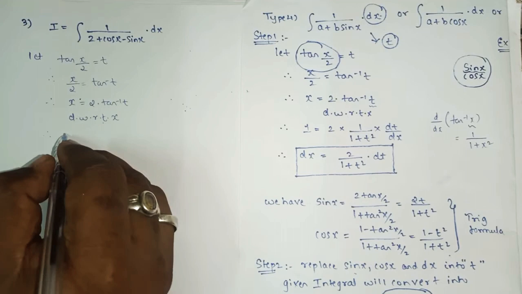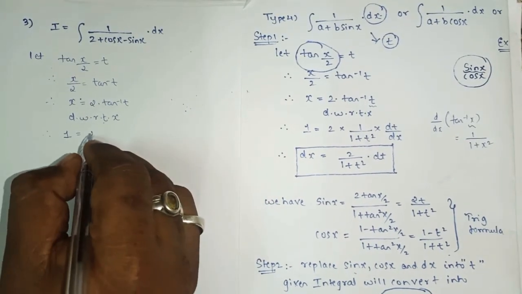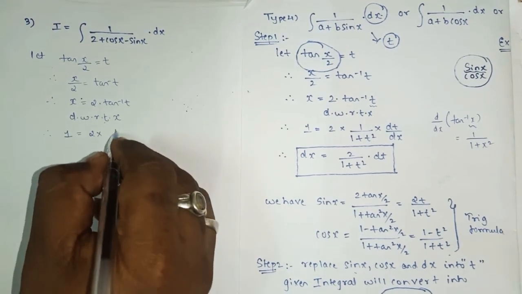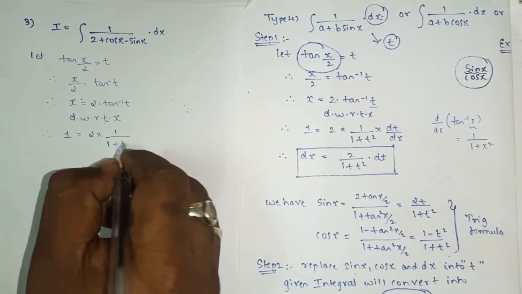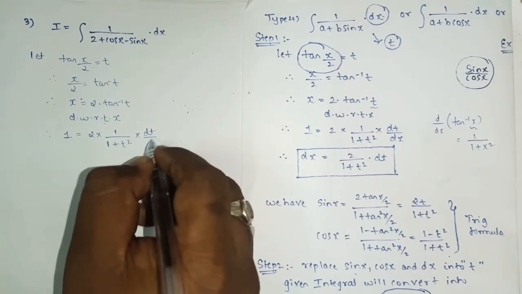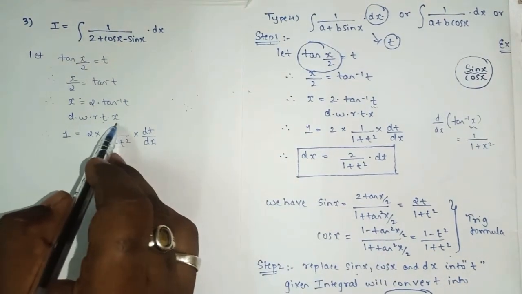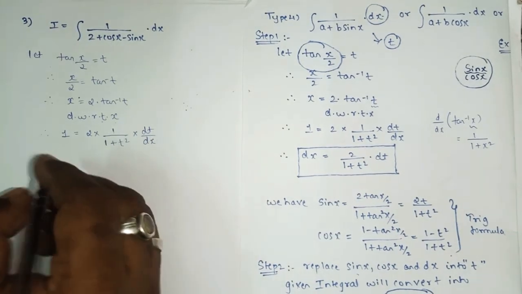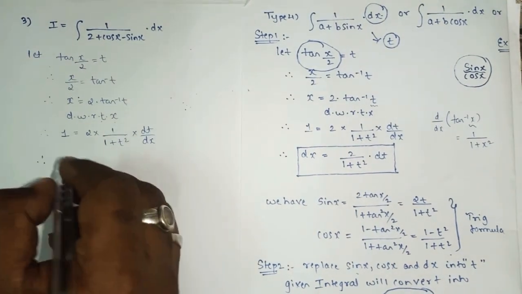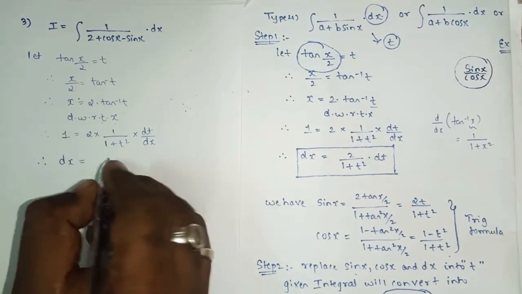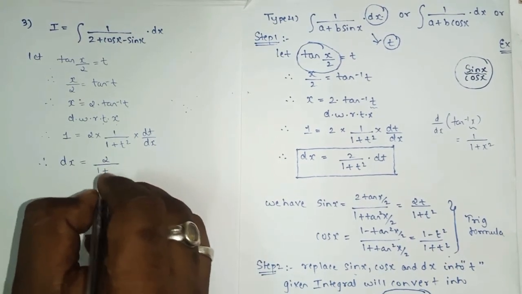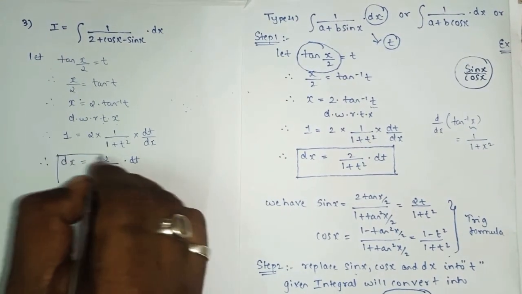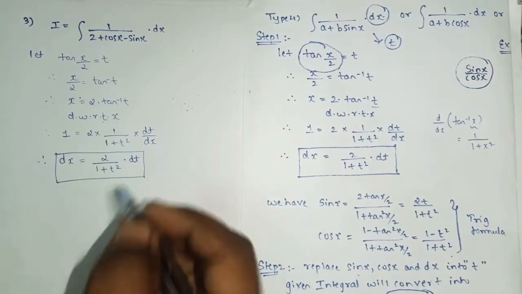So this will be derivative of x is what? 1. 2 will be same as it is. Derivative of tan inverse will be what? 1 upon 1 plus t square into dt by dx, as we are finding the derivative with respect to x. So the derivative of t also we have to find, that is dt upon dx. So the next step will be what? Dx will go that side, so dx equals to 2 upon 1 plus t square into dt. So here we got dx answer.